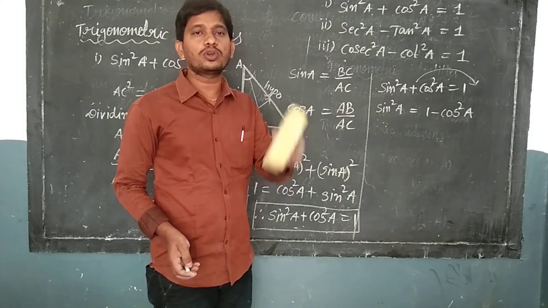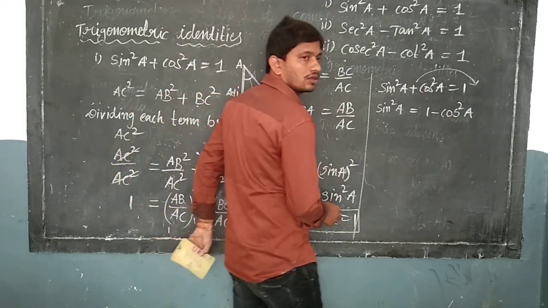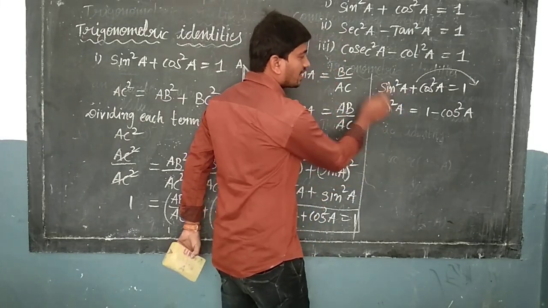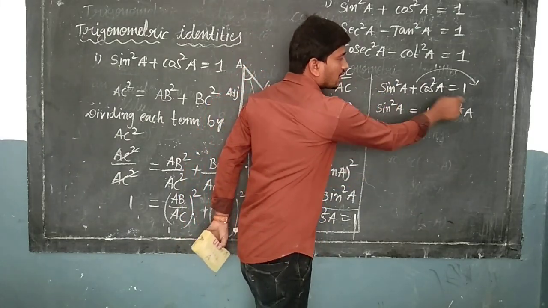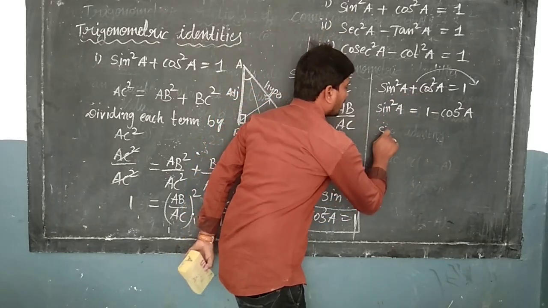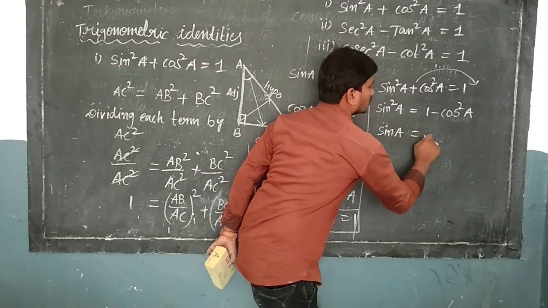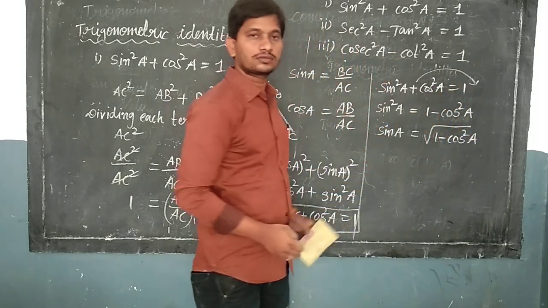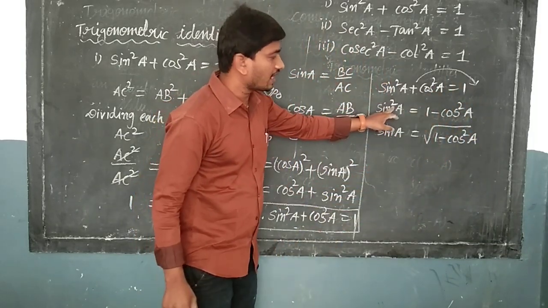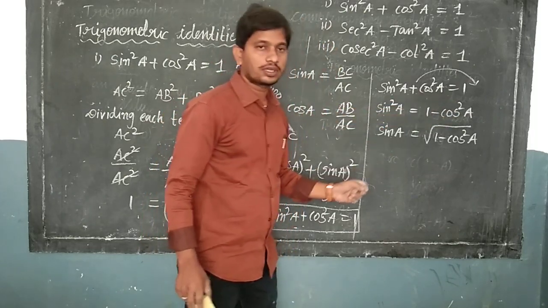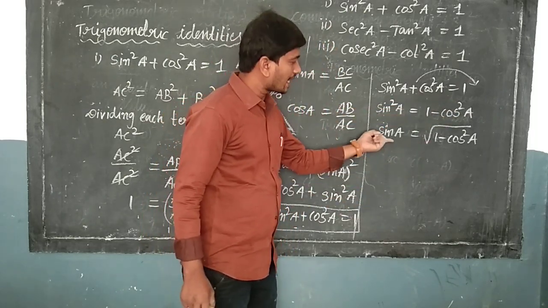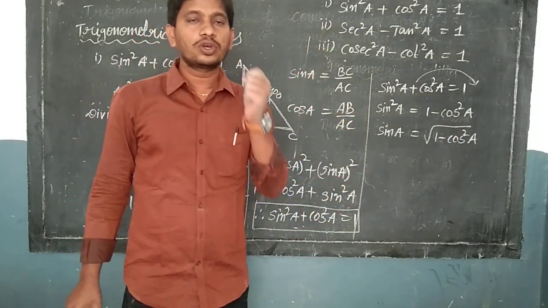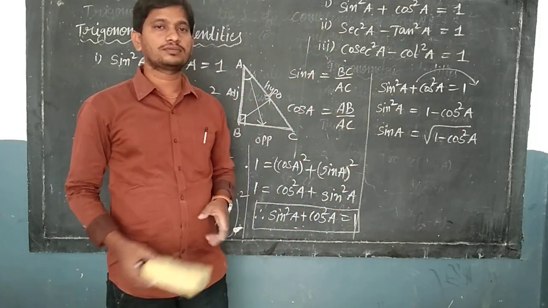And one more thing, here it is sin square A. This square you transpose towards the right hand side, I can write sin A as square root of 1 minus cos square A. Students, here it is square, let me transpose, it becomes square root. So sin A equal to root over 1 minus cos square A.